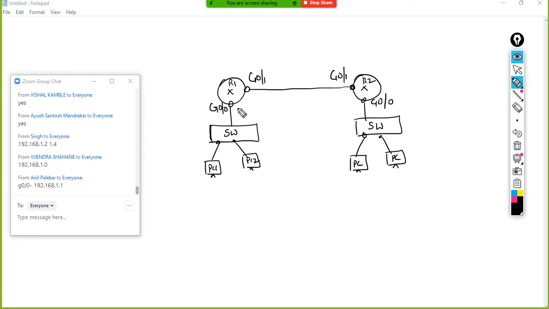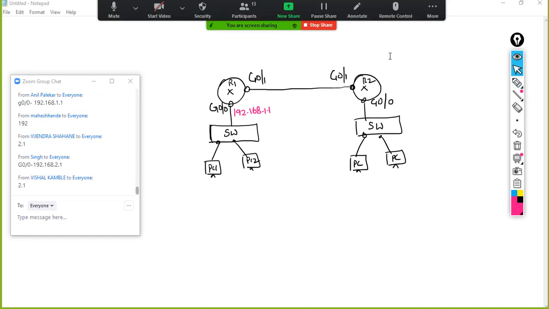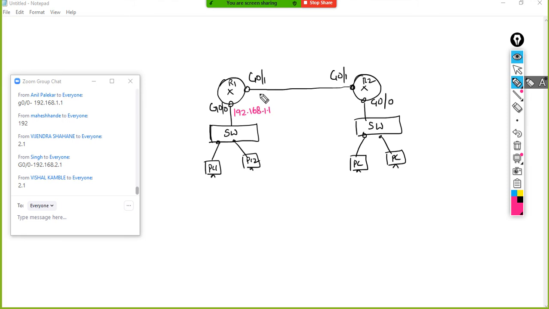Good. 192.168.1.1. Let's write with a different color. Yeah. We are going to configure with 192.168.1.1. Very good. Then after that, what about gigabit Ethernet 0/1? Guys, everybody has to type for me there. Everybody has to get involved, guys. How many people are there? 13. Good.